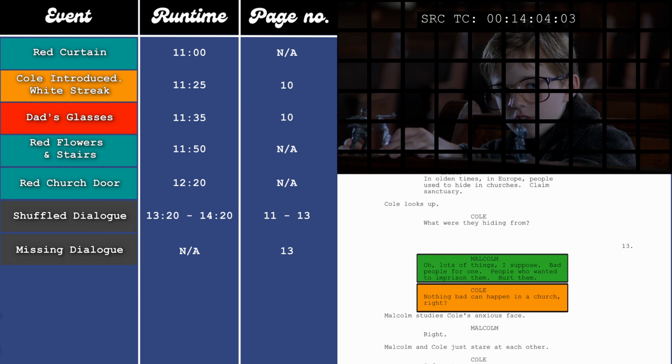I feel that's quite an important line because that's exactly what Cole's doing in the film. He seeks sanctuary in the church as a means of escape from his life because he's scared. That's the thing he needs to learn to overcome in the film, is his fear of being scared.